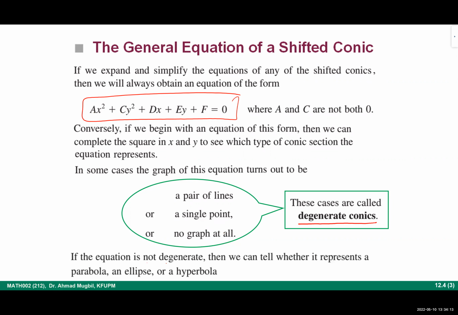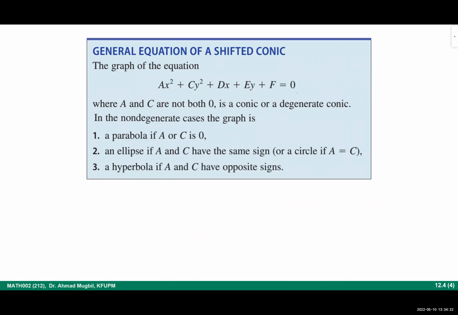Of course, if the equation is not degenerate, then we can tell whether it represents a parabola or an ellipse or a hyperbola. How to know? You can know from the general equation. First of all, we assume that A and C are not both 0, because if A and C are both zeros, what we have? We will have a line, and this is, of course, one of the cases. But this is not the case that we are talking about here. What we are talking about here is that if at least one of them is not 0, then this equation will be either a conic or a degenerate conic. If it is a degenerate conic, means what?